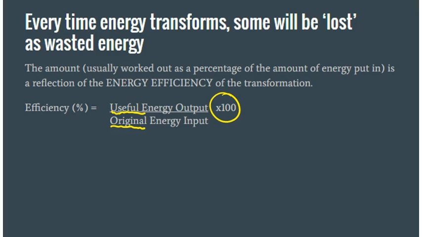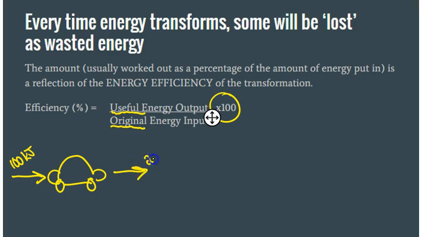Let's take our car, for example. Instead of $100 worth of fuel, we're going to think of it this way. If I put 100 kilojoules of energy into my car, and only 25 kilojoules of that energy came out the other end in the form of kinetic energy, that meant that 75 kilojoules of energy was actually lost in the form of heat and sound.